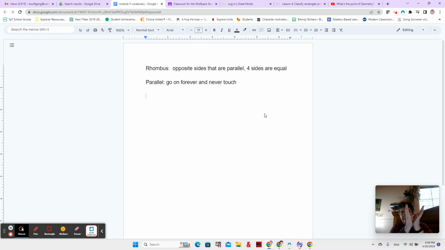Remember, a vertex is a corner. So let's write vertex, and the plural of vertex, more than one, vertices, right? Those are just corners, okay?